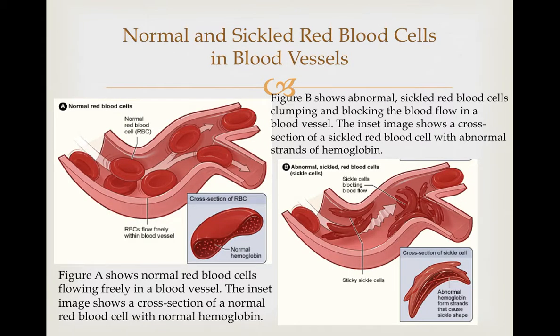So this is what a normal red blood cell looks like on the left. The inset image shows a cross section of a normal red blood cell with normal hemoglobin. And on the right, we have a sickled red blood cell in the blood vessel. And as you can see, they're bent. They're not round and they're not as dense as the normal red blood cell. The inset image shows a cross section of a sickle red blood cell with abnormal strands of hemoglobin.